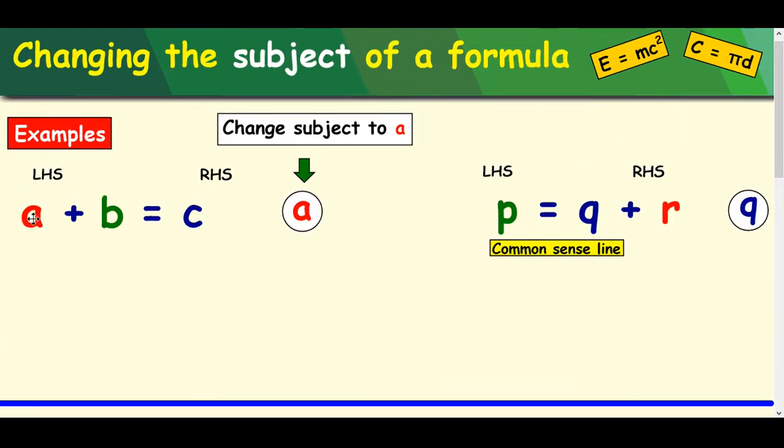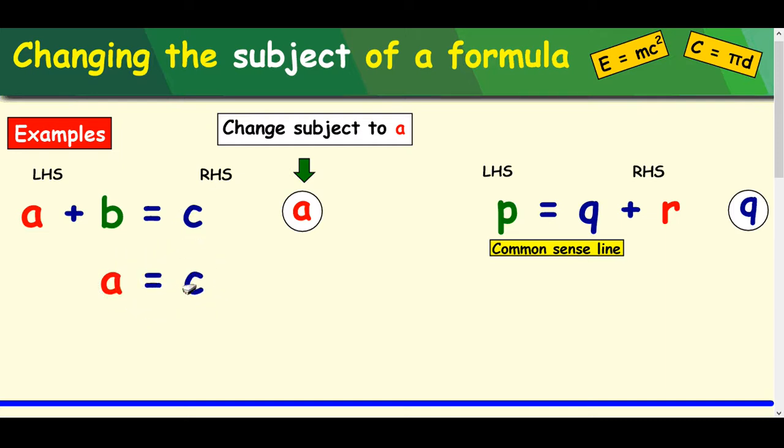So here we go. I've got a formula here, A plus B equals C, and I want to change the subject to A. So this here is the left hand side of the equal sign, and this is the right hand side of the equal sign. So all I want on the left hand side is the A. I don't want the B there. I want to just have A equals.